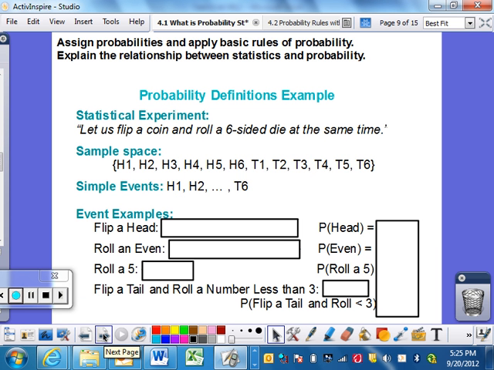So here's a statistical experiment we could do. We could flip a coin and roll a 6-sided die at the same time and see what happens. The sample space is simply listing in brackets every possible combination. So notice that the H stands for heads. You could flip a heads and then roll a 1, flip a heads and a 2, and so on down the line to tails 1 all the way through tails 6. Simple events would be listing them separately. So you get a heads and you roll a 1. That's one simple event. Okay?